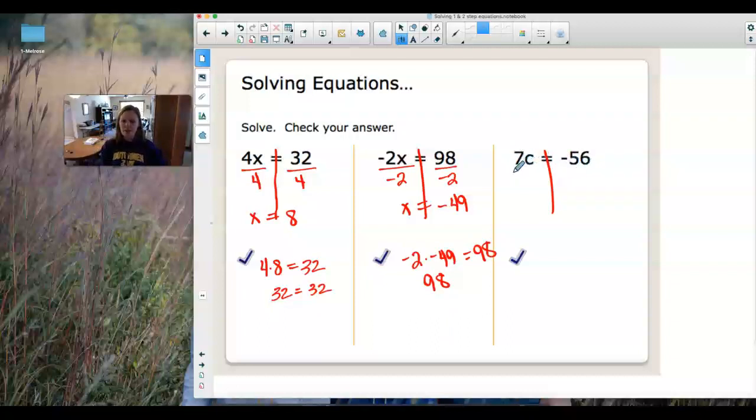Okay, the last 1-step equation, we have 7 times c equals -56. The opposite of multiply is to divide by 7. So we're going to divide each side by 7, and we have c equals -8. Okay, checking that, 7 times -8 should equal -56, and we end up with -56 equals -56. So those are very basic 1-step equations.